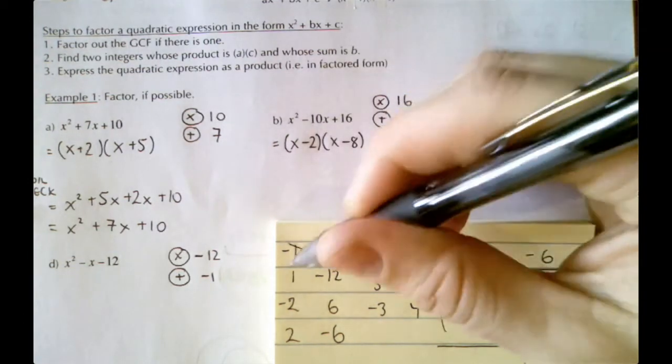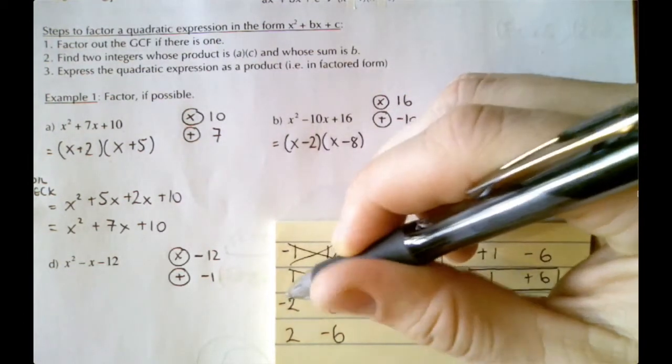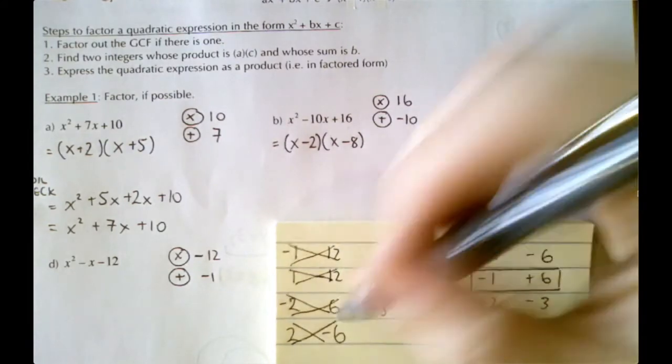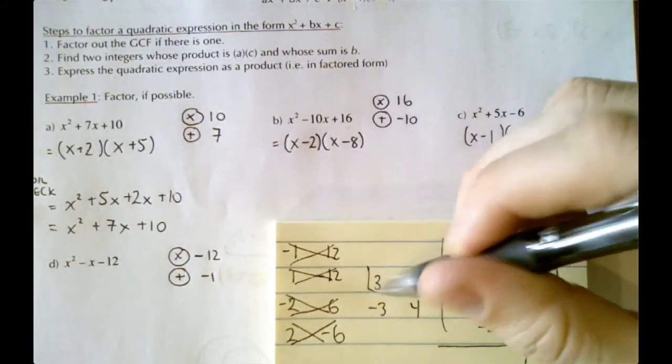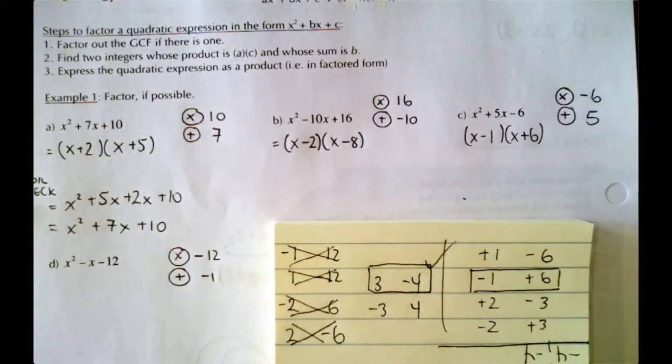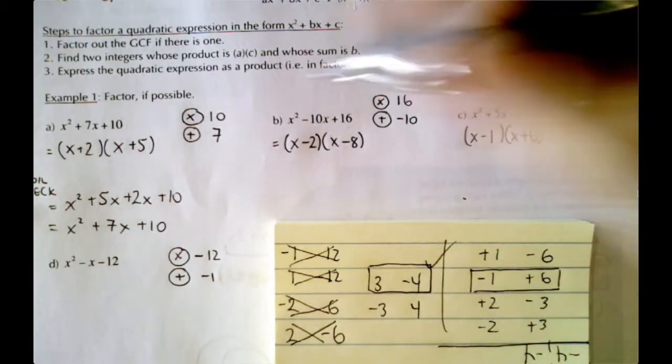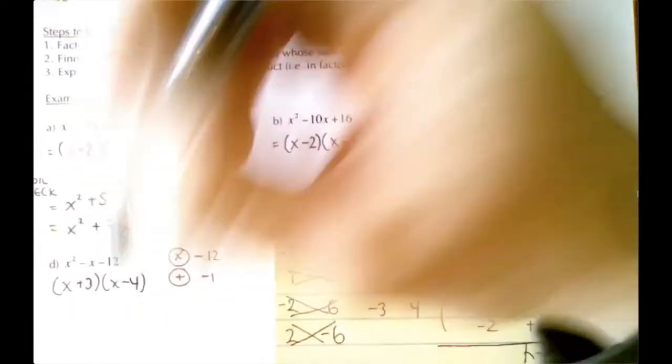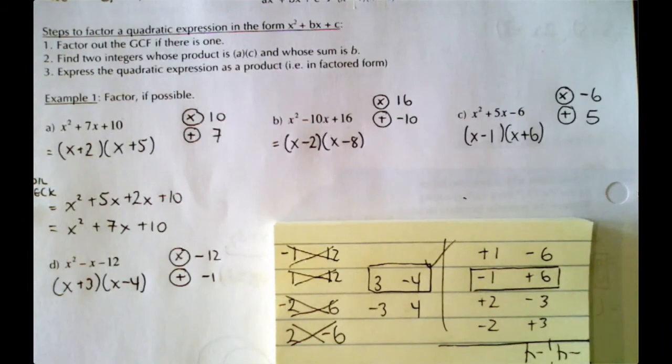Well, it's not that one, it's not that one. That one adds to 4, that one adds to -4. This one adds to, hey, -1. There's our pair, 3 and -4. So x plus 3, x minus 4. And there we have it, factored form. And again, we could check by expanding.